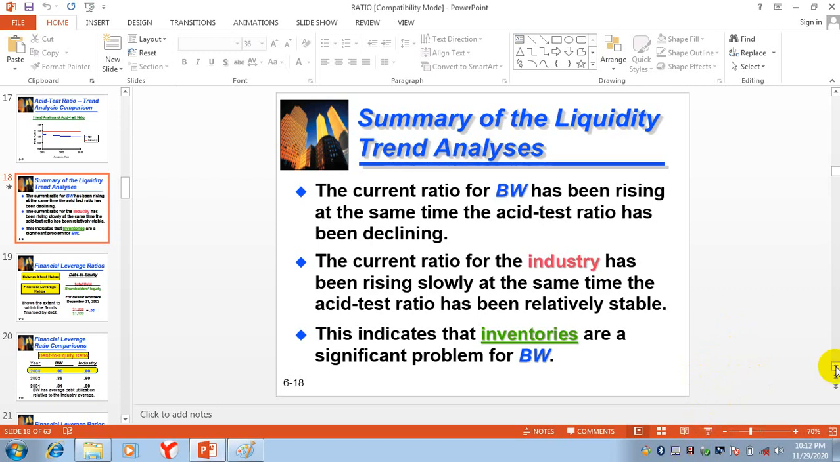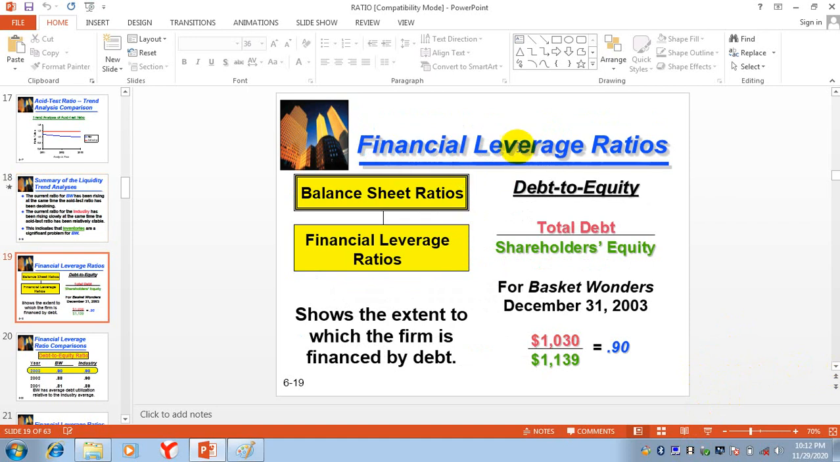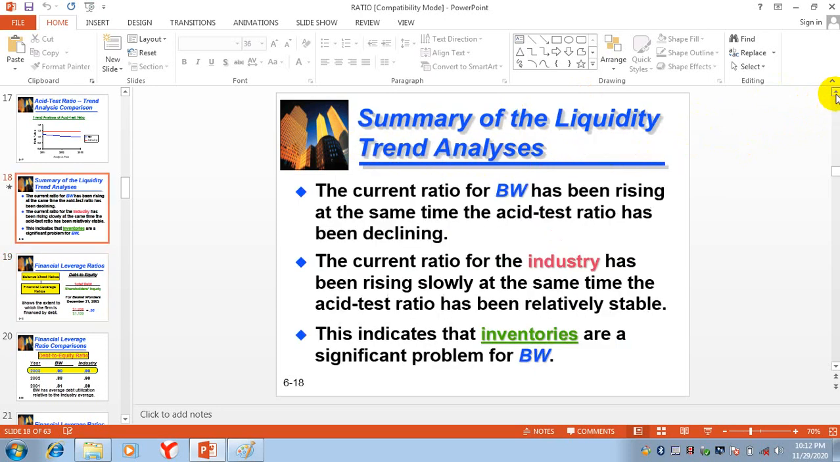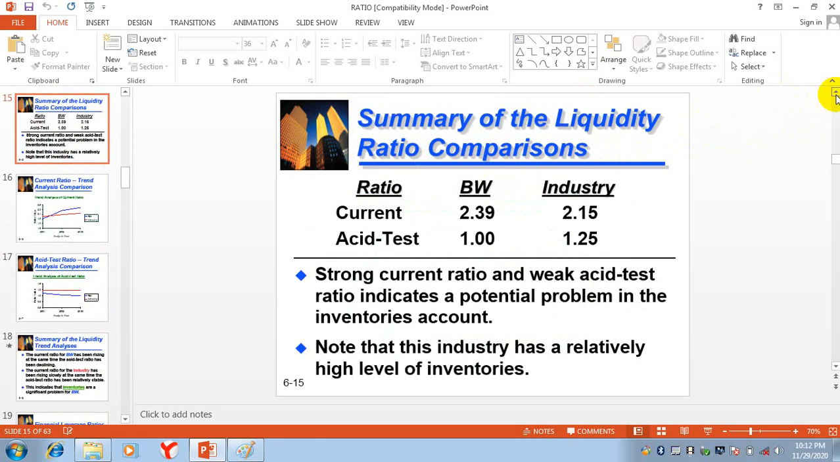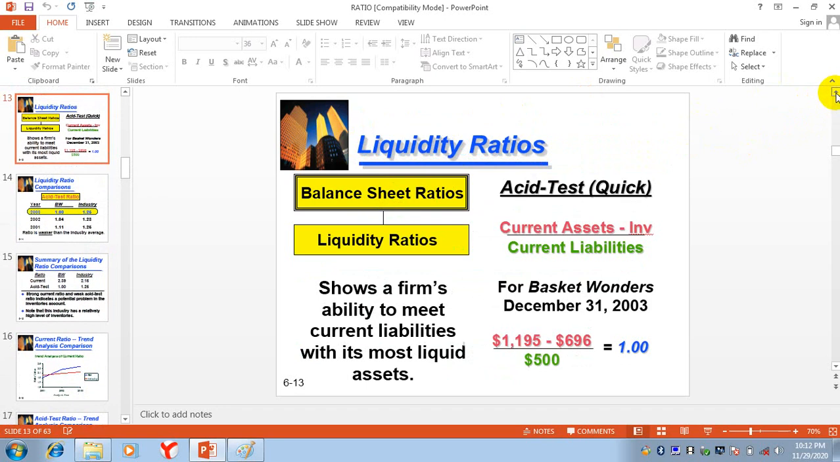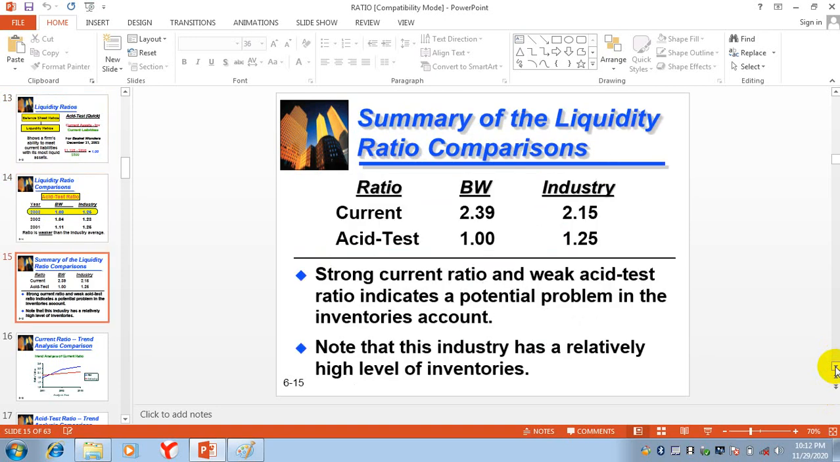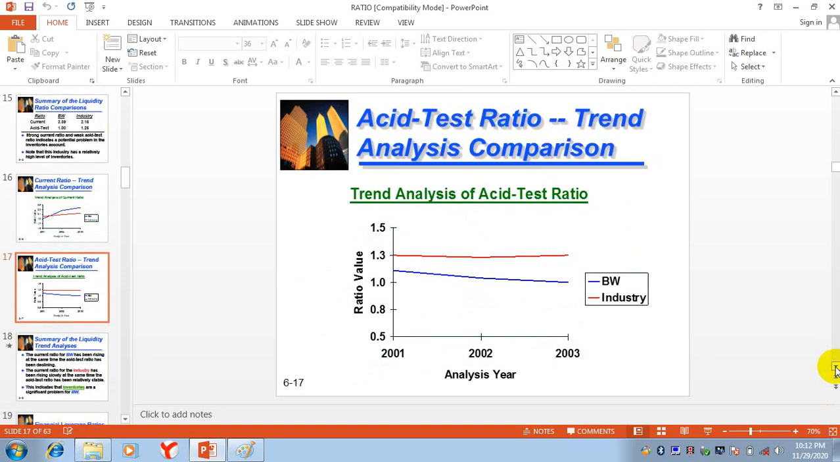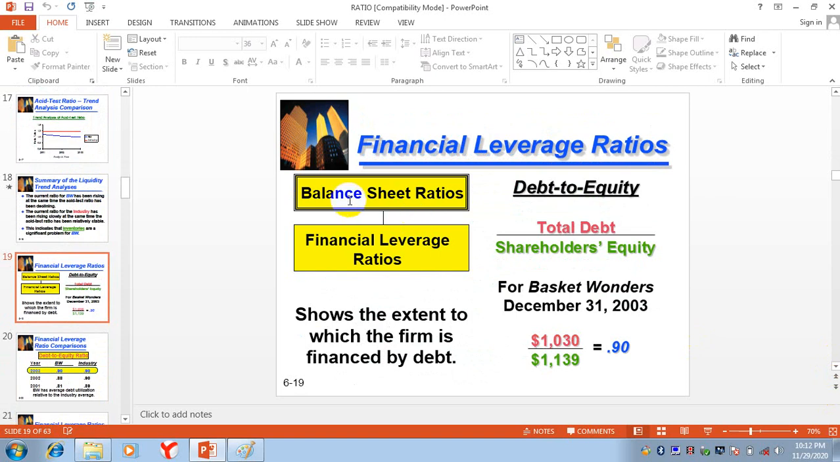Now the next ratios are leverage ratios. The first one was liquidity ratio. Now we are going to discuss leverage ratio. These are balance sheet ratios. The previous one was also balance sheet ratios, because both items are from the balance sheet. Same is the case here: current assets, current liabilities, both are balance sheet items. These are also balance sheet ratios, financial leverage ratios.